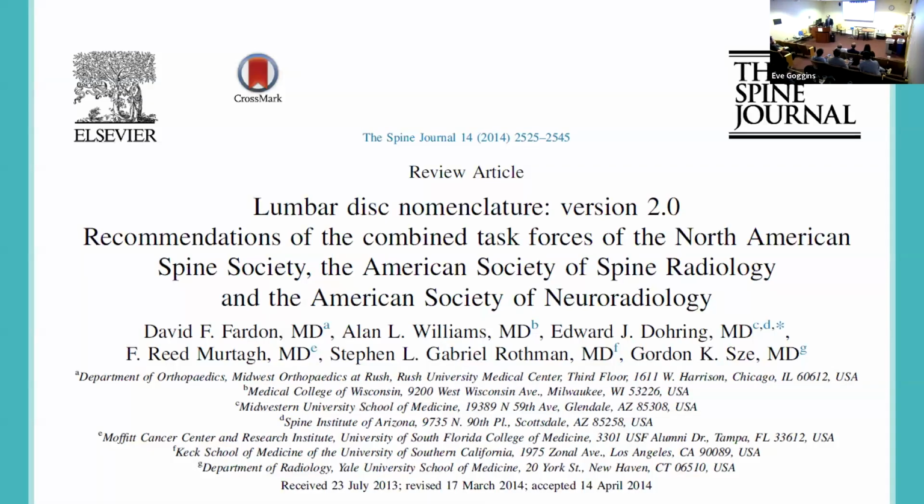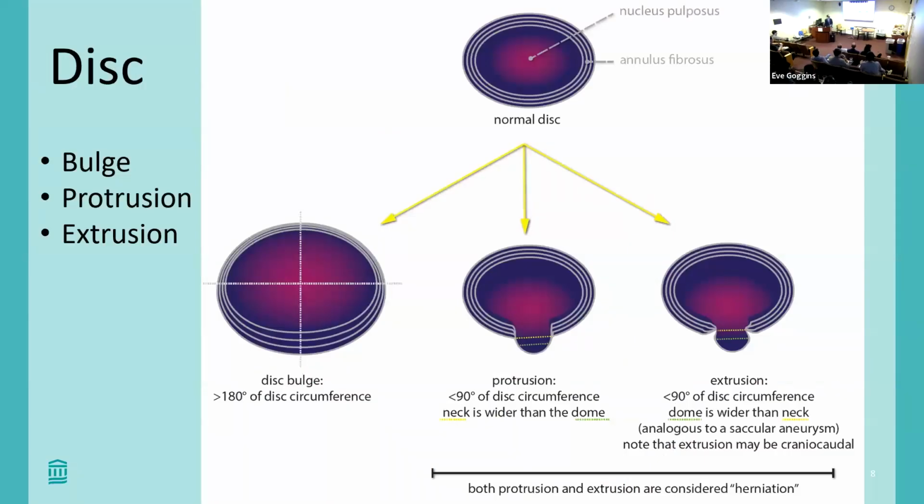Okay, so I really like this classic article, the lumbar disc nomenclature version 2.0. It came out in 2014, and I use this to describe the disc morphology: disc bulge, disc protrusion, disc extrusion, things like that. So we'll just go over it quickly. This top bar.